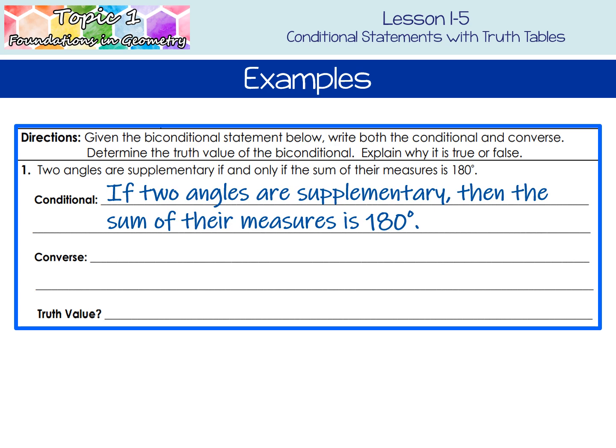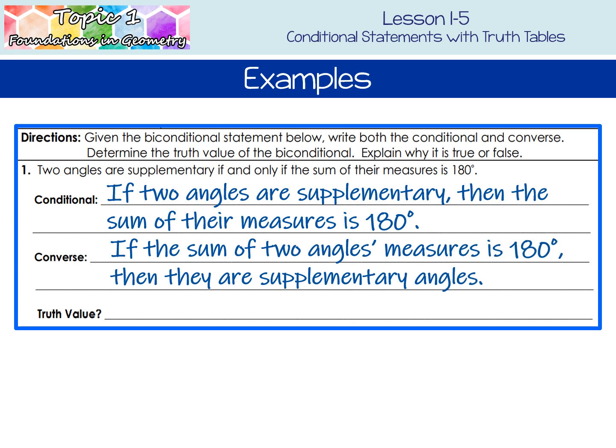Converse, we're going to go the other direction. So we're going to start on the other side. If the sum of two angles' measures is 180 degrees, so you have to explain what the sum is for. That's why we have to add that in. Then they are supplementary angles. Truth value, that is true because they are both true.